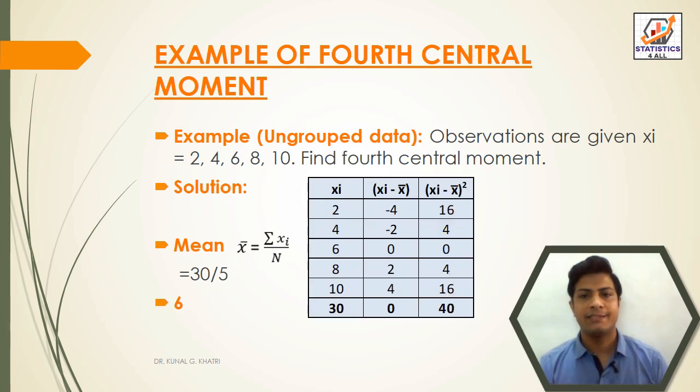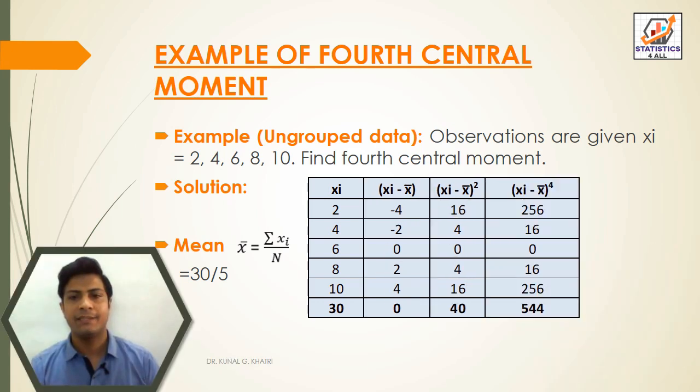So after finding xi minus x bar, we will now find (xi minus x bar) whole square. So here minus 4 square is equal to 16, minus 2 square is equal to 4, 0 square is equal to 0 only, 2 square is equal to 4, 4 square is equal to 16. Now after squaring all the values, we take the sum of (xi minus x bar) whole square, we get a value equal to 40.